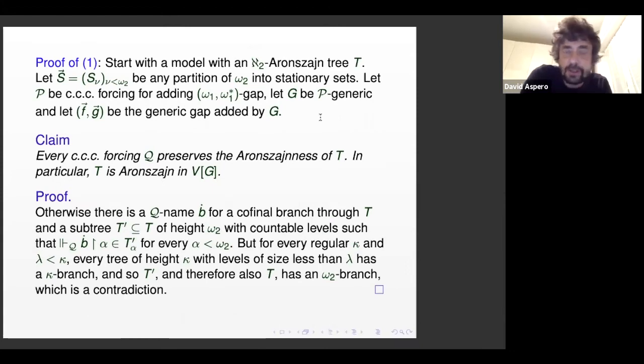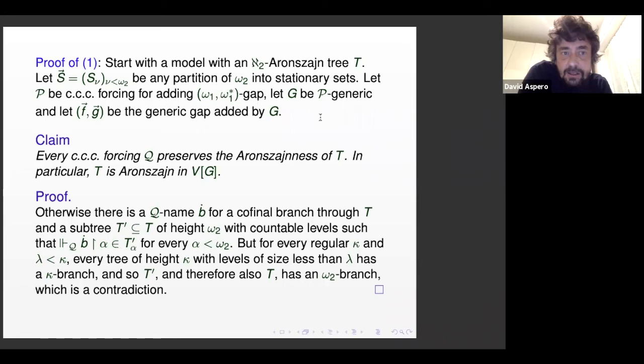For this, you simply start with a model where you have an Aronszajn tree on omega 2, and you take any partition of omega 2 into omega 2 many stationary sets. And now you consider the CCC forcing. There's a natural CCC forcing that adds an omega 2 gap, sorry. Then you take a generic for that, and call this FG the generic gap added.